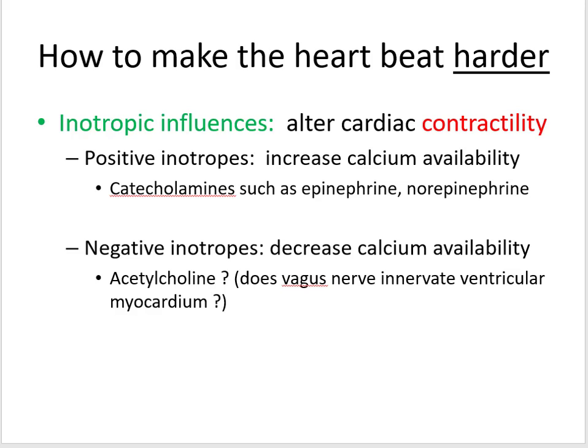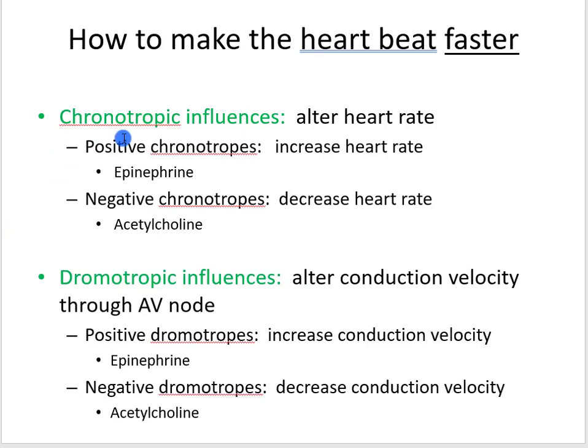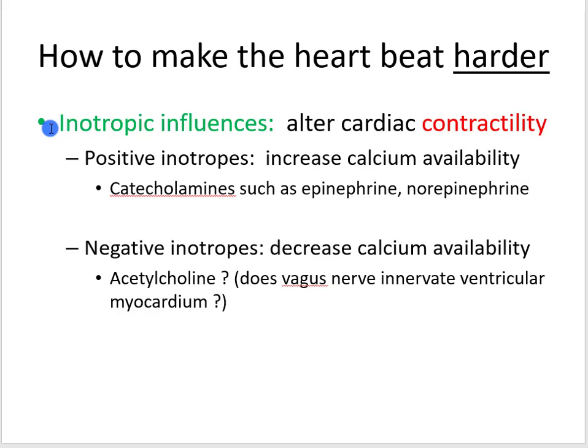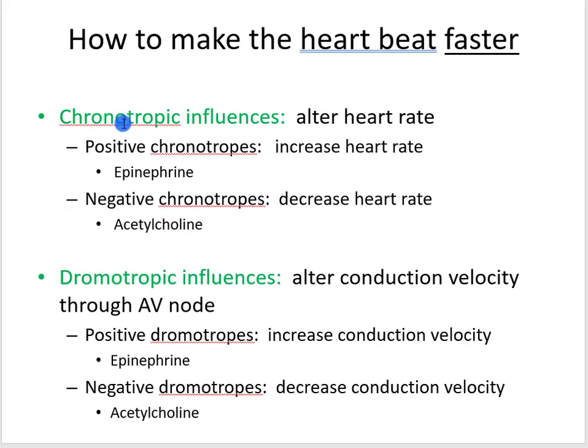The last couple of concepts are these. We have these things called inotropic influences. We have these things called chronotropic influences and dromotropic influences. Now, ino here refers to ions, sodium, potassium, calcium. Chrono refers to time. Dromo refers to conduction velocity.